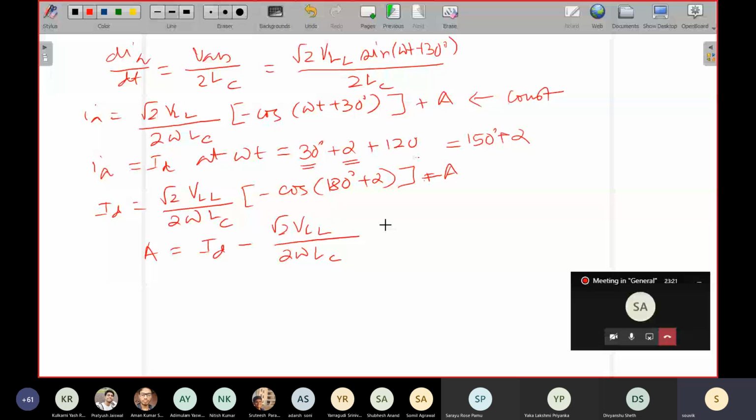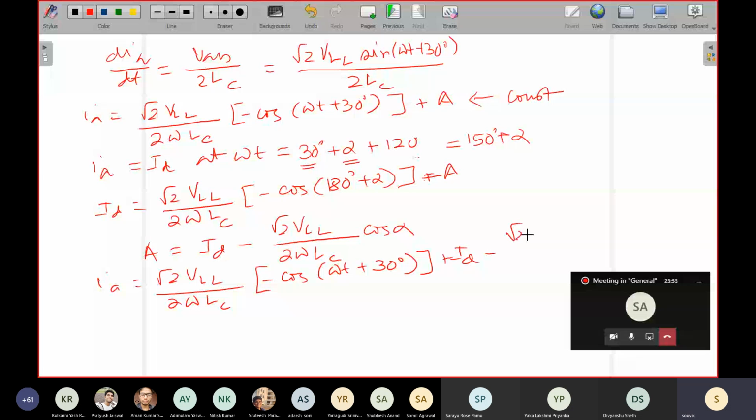Right. So this is the integrating constant. Then we'll find out the actual value of IA. So IA is equal to, again putting the value of the integrating constant there, root 2 VLL by 2 omega LC, minus cos of omega t plus 30 degree, plus A. A is equal to ID minus root 2 VLL by 2 omega LC into cos alpha.